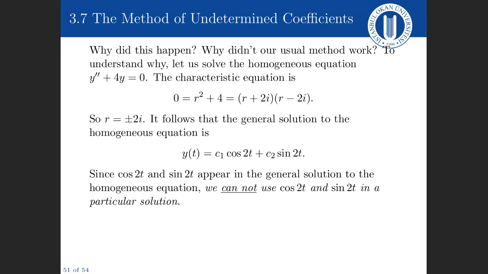We need some different functions which, when we differentiate them, give us cos 2t and sine 2t. And the rule, if in doubt, if you need new functions, is we should multiply by t. Remember what we did when we were solving repeated roots of the characteristic equation? We took our first solution and we multiplied by t. We're going to use the same idea here.